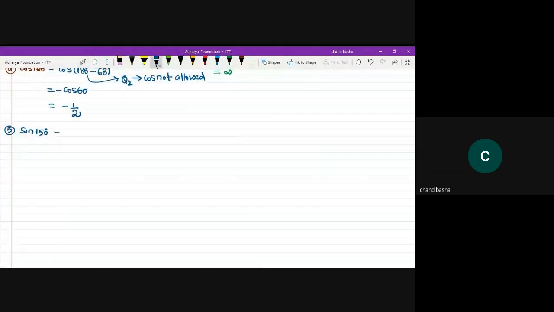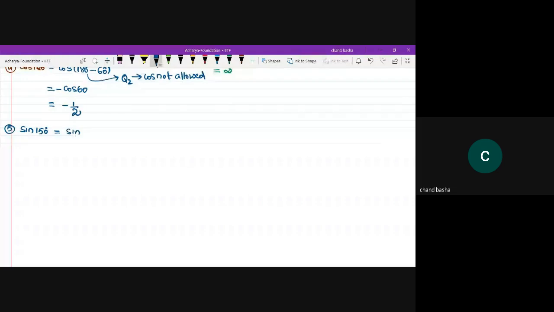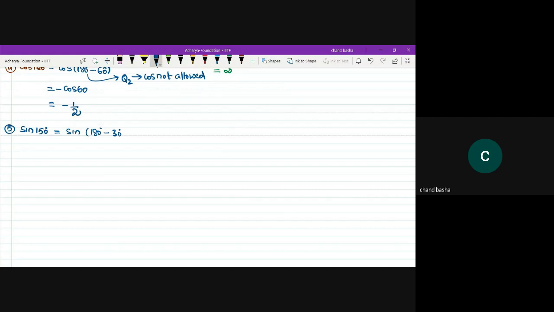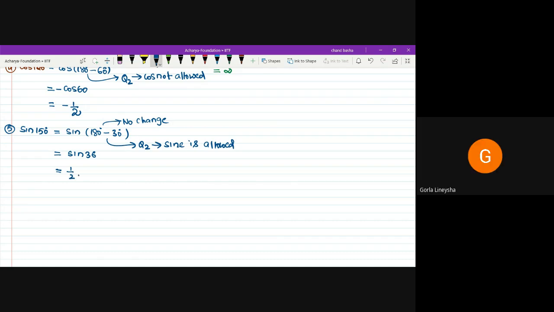Let's see. I can write it as sin of 180 minus 30 degrees. 180 minus 30 means no change. After that, I can write just sin 30 only. Then which quadrant? Quadrant number 2. In quadrant number 2, sin is allowed, so positive sign. That means sin 30 value is 1 divided by 2. It is the correct answer for this question.